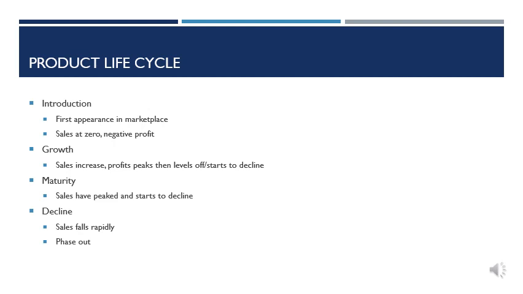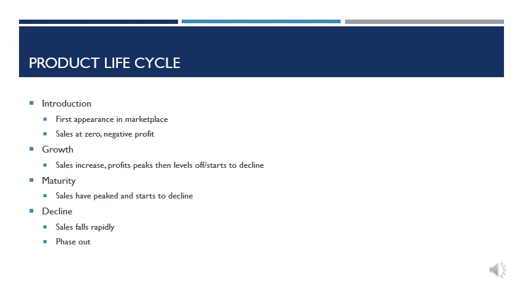A product has a life cycle that is not too different from that of a person as it progresses from birth to death. A product's life cycle has four major phases: introduction, growth, maturity, and ultimately decline. In the introduction phase, a product is brand new to the market. At this point, the product has zero sales and a negative profit because a company must first invest in marketing and the production of the product. At this point, sales can be slow because consumers might be hesitant to jump at the new product.